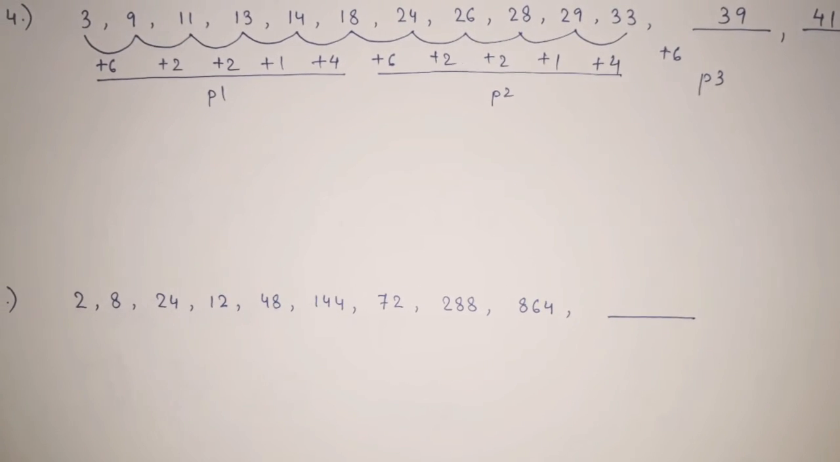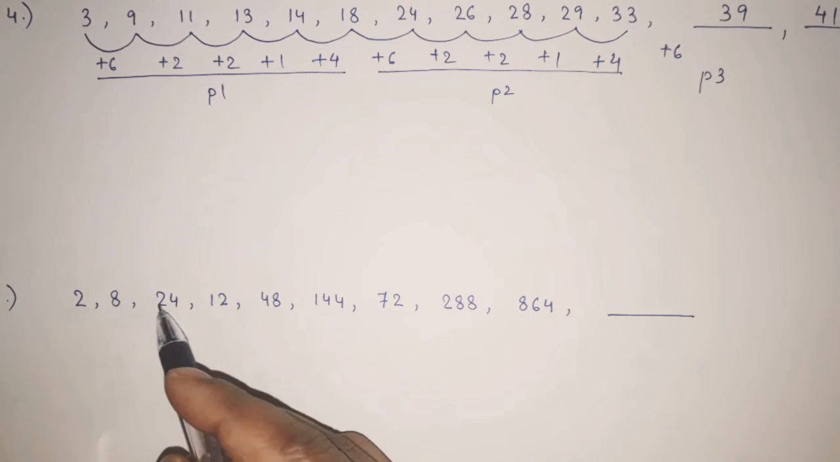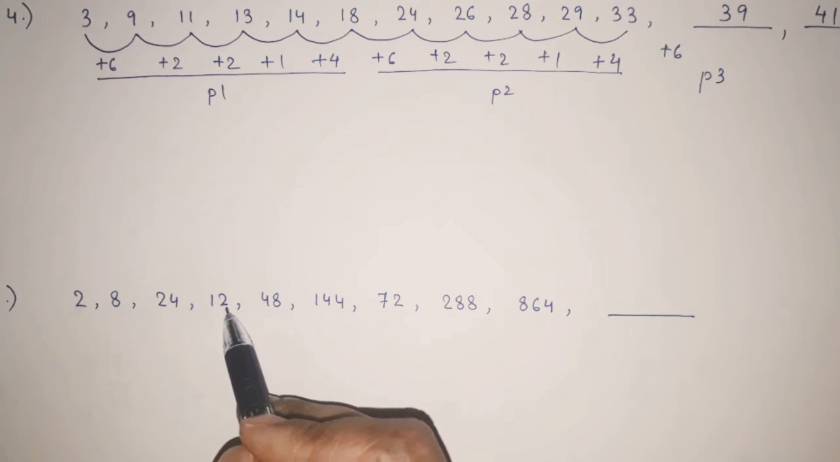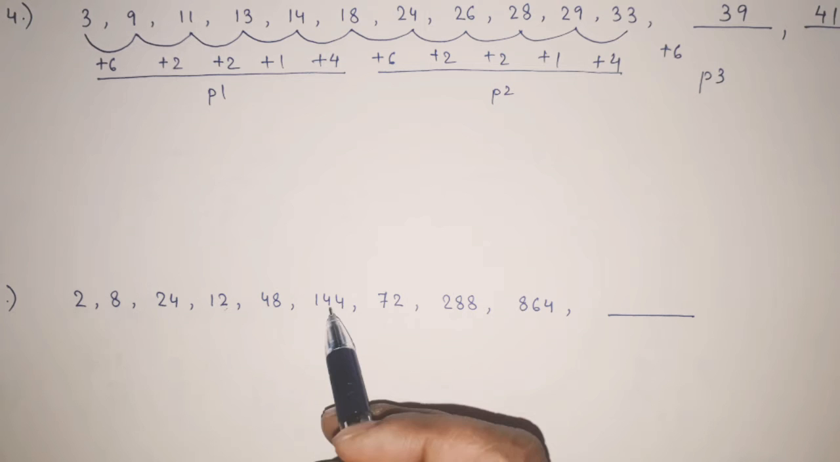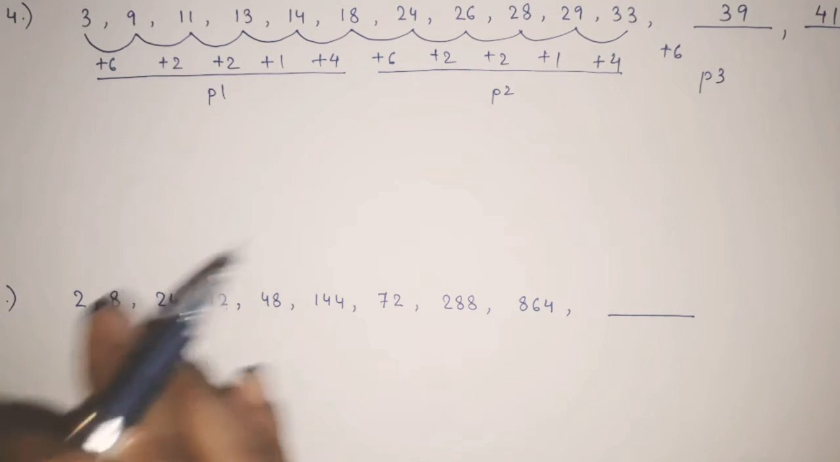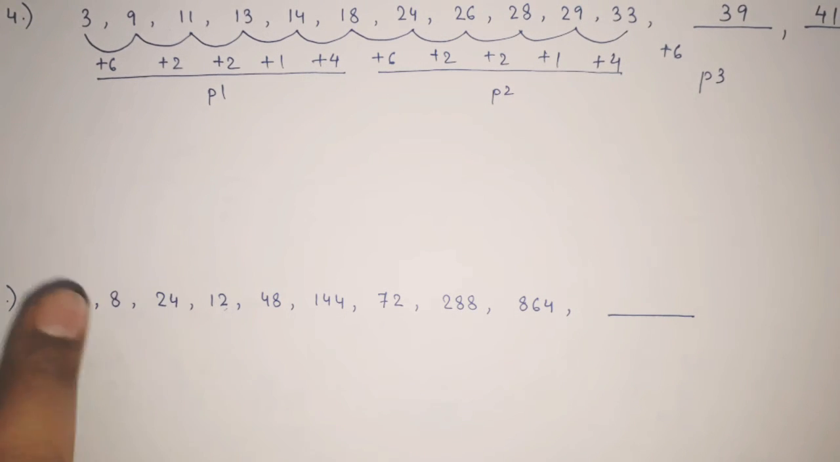Fine. Now this is one more question. Let's see what will happen here. 2, 8, 24, 12. Okay. See here again 2, 8, 24. Then again the number is decreasing. That is 12. Then 48, 144, again decreasing, 72. So here it is clear that we will have 2 or 3 different types of logic involved, because the numbers are increasing, decreasing, increasing, decreasing like that.